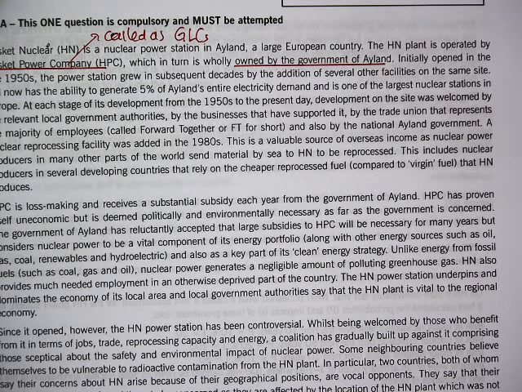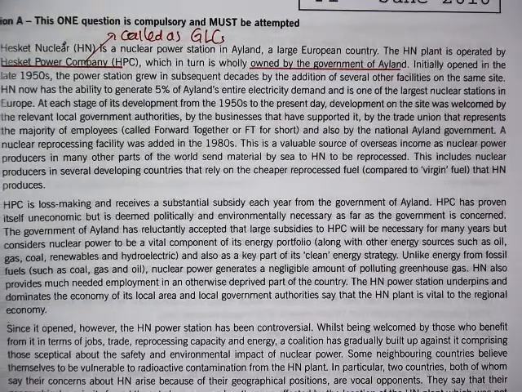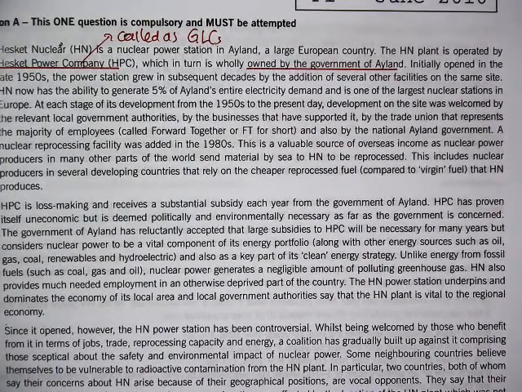Now, a nuclear reprocessing facility was added in the 1980s. This is a valuable source of overseas income, as nuclear power producers in many parts of the world send material by sea to HN to be reprocessed.